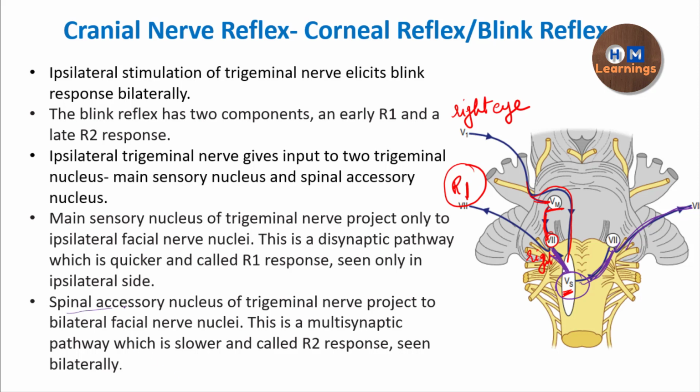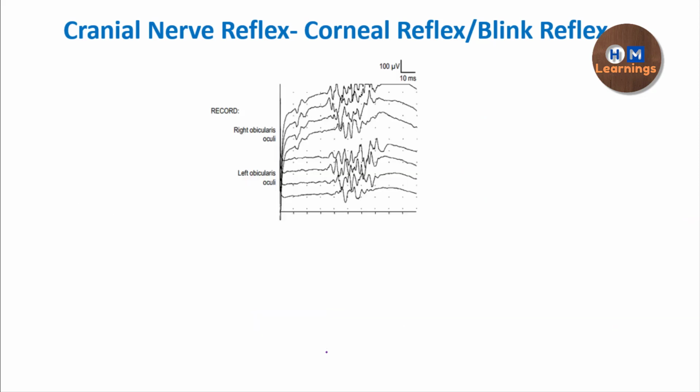The spinal nucleus of the trigeminal nerve projects to the bilateral facial nerve nuclei, both right and left. This brings the response called the R2 response, which happens not only on the ipsilateral side but also on the contralateral side. You can see here that the stimulus is basically on the right side.